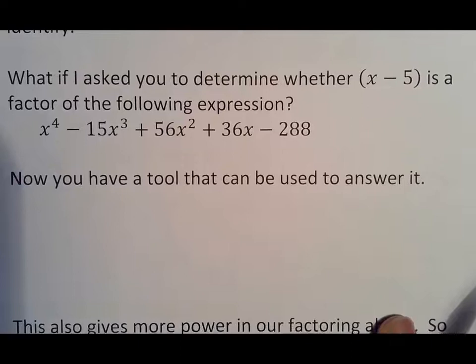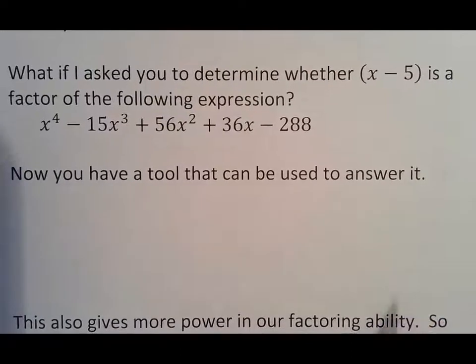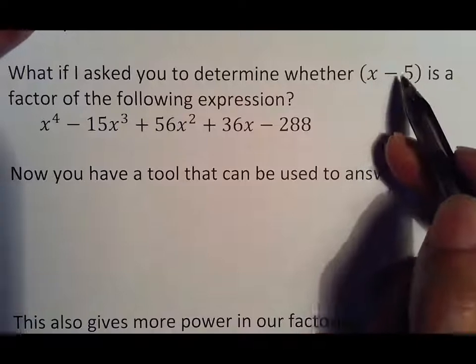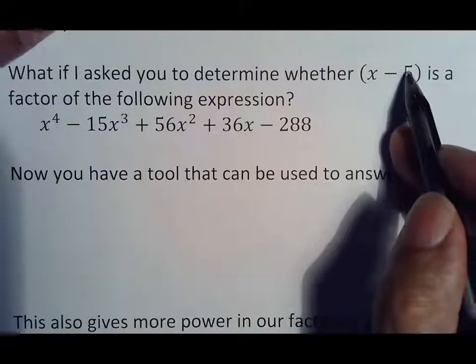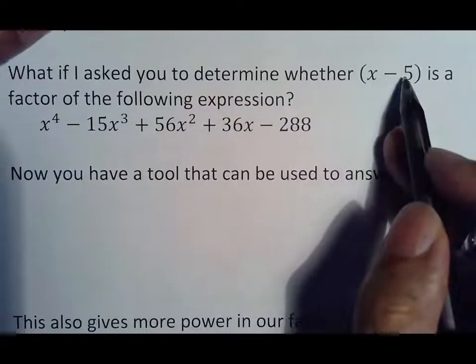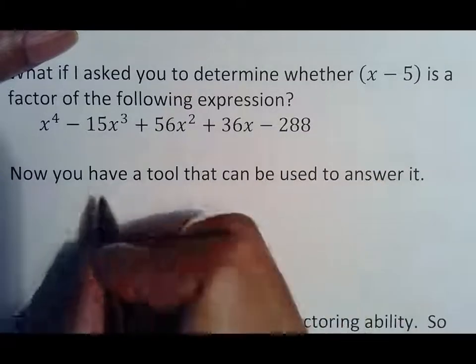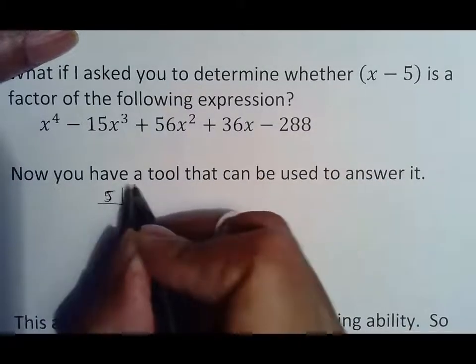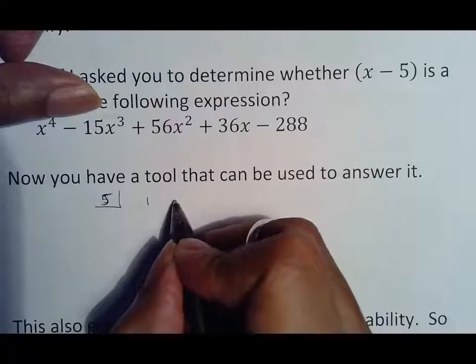What if I asked you to determine whether x minus 5 is a factor of this long piece here? Well, based off of what we had before today, we couldn't do it, but now we can. What we can do is say, well, if this is a factor, then when I divide it, my remainder should be 0 using the remainder theorem. So I will take a 5, because remember you use the opposite, and then I'll put the coefficients.